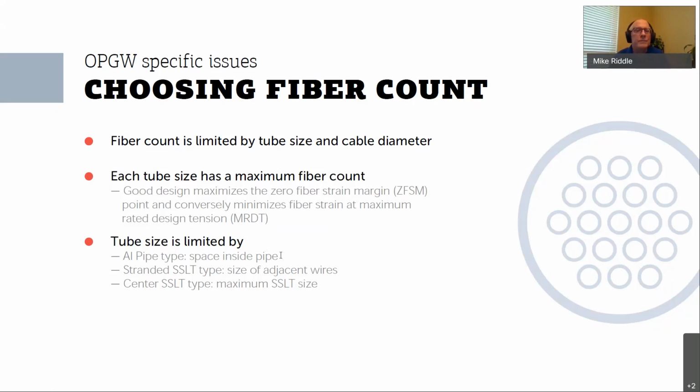Tube size: in pipe type cables, it's how much space do you have inside the tube. In stranded cables, it's how much space do you have around the wires. And in center tube cables, it tends to be how big of a tube can you make.